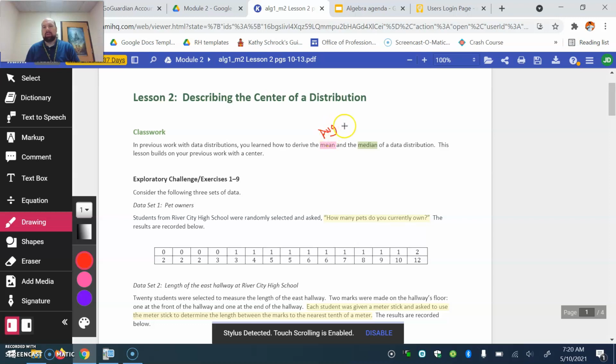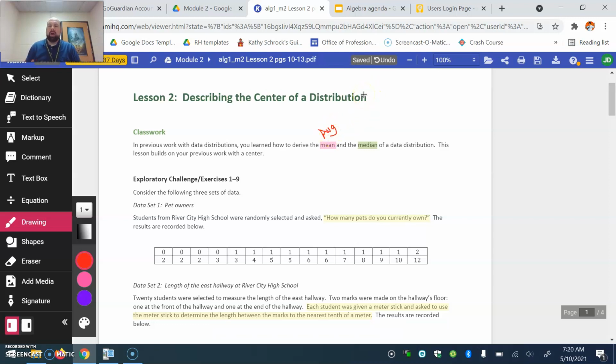If you don't know what that means, average is you add up all the numbers. So if you've got 10 numbers, you add them up and then you divide by how many there are. So 10. The median is you take the numbers and you list them in order from least to greatest and you find the number in the middle. So median is middle. It's the middle value. And mean is the average. This lesson builds on your previous work with a center.